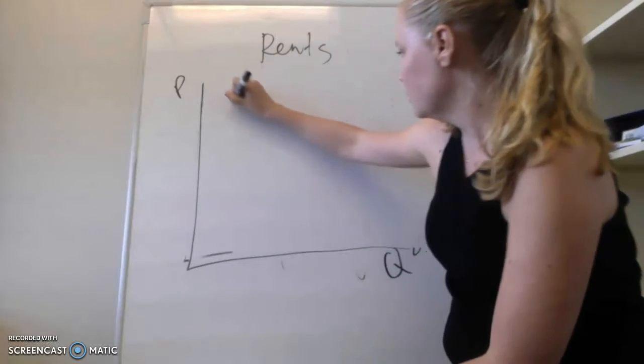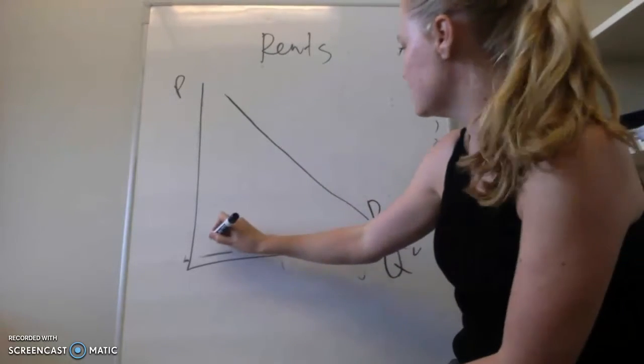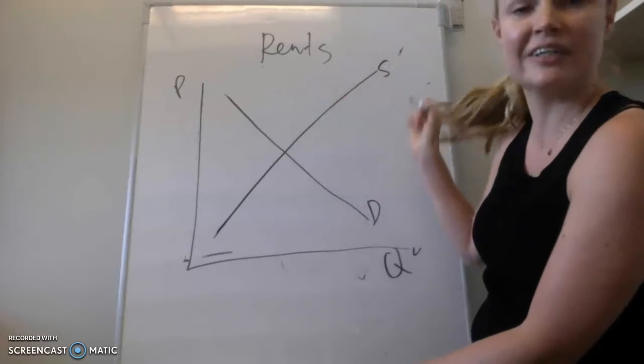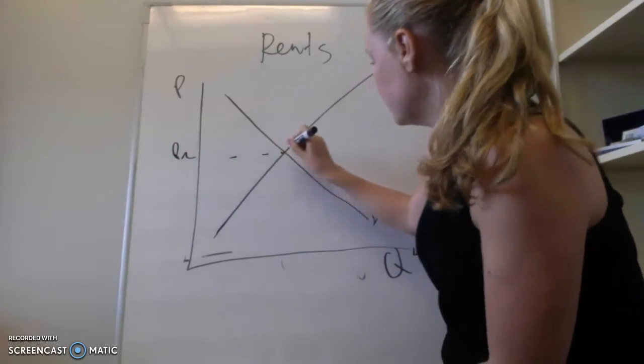Rents. Good old rent control, classic example. I'm sure Milton Friedman taught this in the 80s. I'm sure he didn't like rent control. It's always what we use.